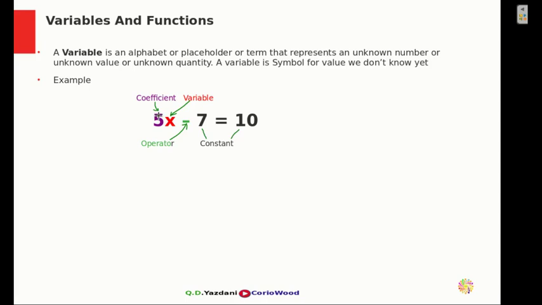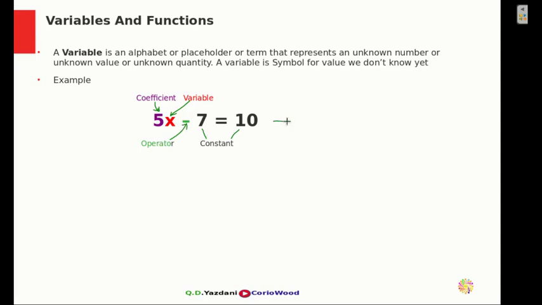So let's repeat again. The number 5, the first one, we call in mathematics a coefficient. And for the second one, you can put A, B, C. It doesn't matter because a variable is a letter or placeholder. You can put 5z, it doesn't matter, but normally in mathematics we use x to indicate that this is a variable. And look here, this guy is the operator.